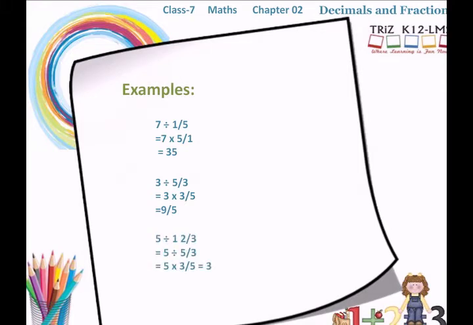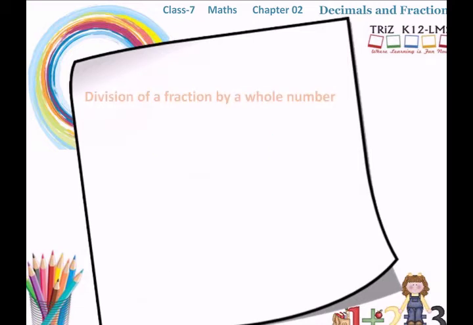5 ÷ 1 2/3 = 5 ÷ 5/3 = 5 × 3/5 = 3. 6 ÷ 5 1/3 = 6 ÷ 16/3 = 6 × 3/16 = 9/8. Division of a fraction by a whole number.